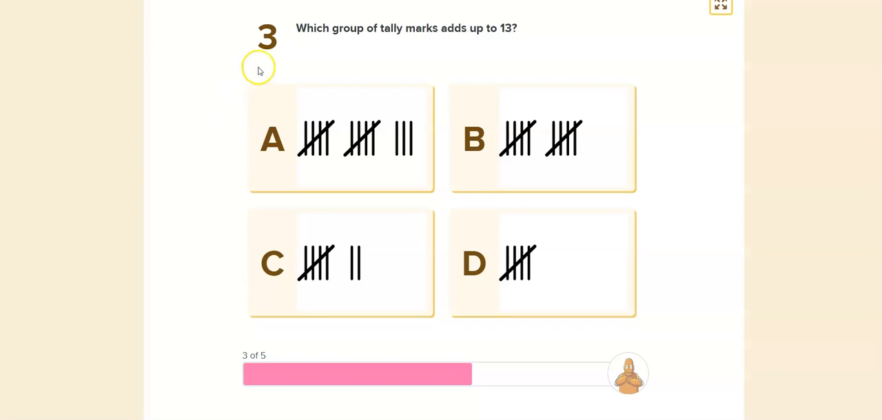Okay, now we've got another tally mark question. Which group of tally marks adds up to 13? So remember, these are 5. So right here I see 5, 10, 11, 12, 13. Looks like A might be the answer, but we got to check the rest of them. So B is 5 plus 5, which is 10. C has 5, 6, 7. That's not right. And D just has one group of 5. So it looks like our answer is A. We've got 5, 10, 11, 12, 13.